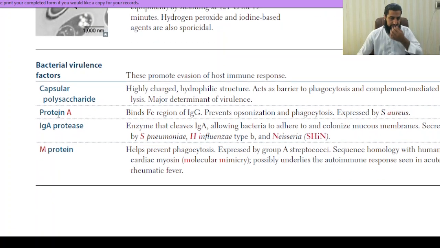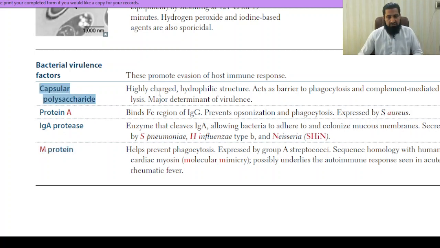Bacterial virulence factors. These promote evasion of the host immune response. These virulence factors will try to escape your immune response. Number one, these are capsule polysaccharide, protein A, IgA protease, and M proteins.